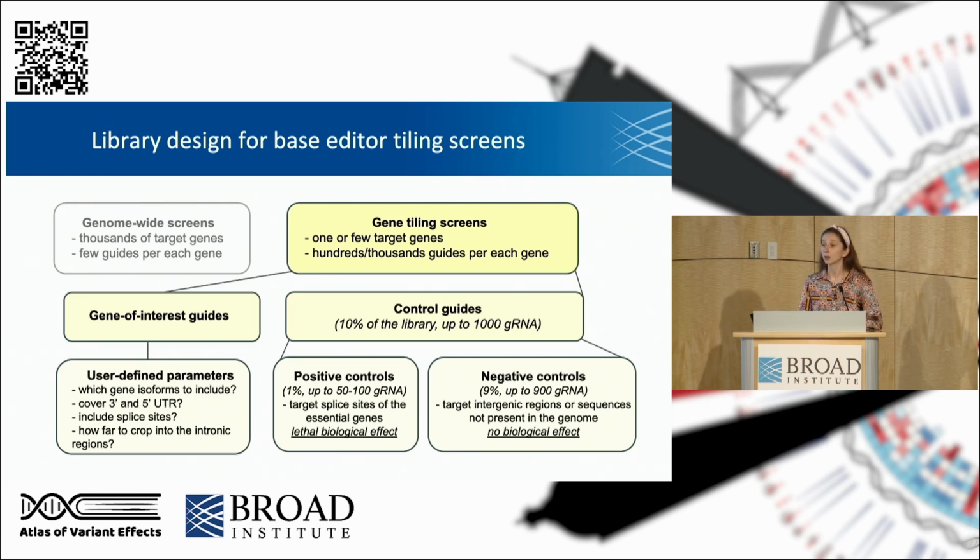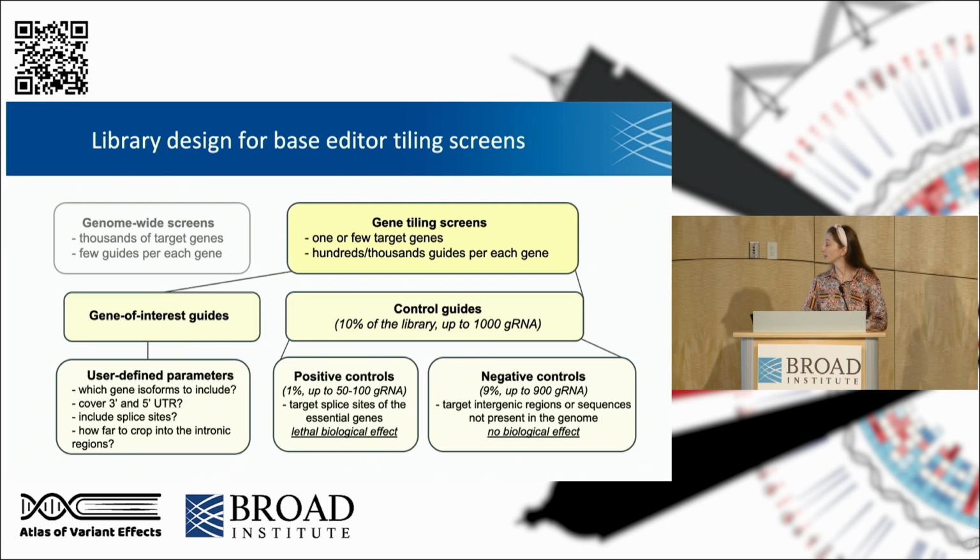The controls are also split in two subtypes. The positive controls, we recommend to have approximately 1% of the total controls, or up to 50 or 100 guide RNAs in total, which would target a splice site of the essential genes for a particular cell line.